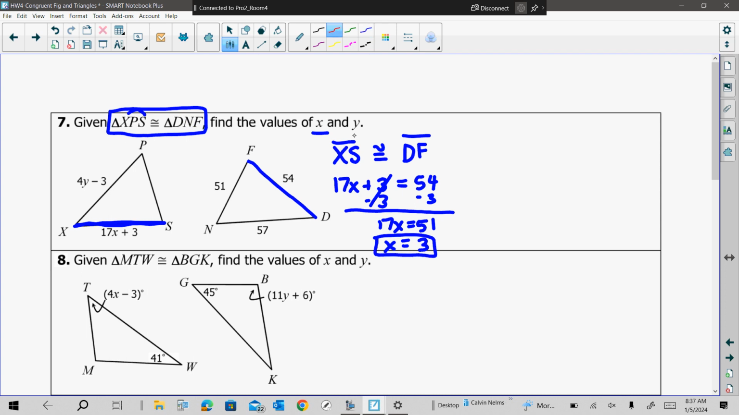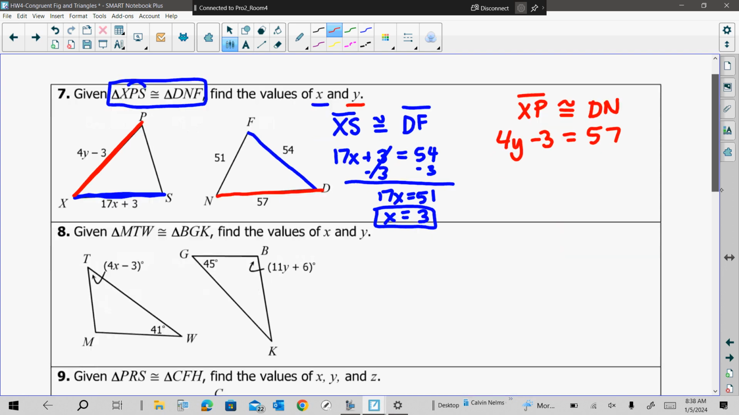Now, to do my y variable, the y is part of the side. That variable is on the side XP. The side XP corresponds and is congruent to which other side? Yeah, DN. So I'm looking at the first two. Here's my DN over here. So the 4y minus 3 is going to equal 57. Now we're just solving for y.